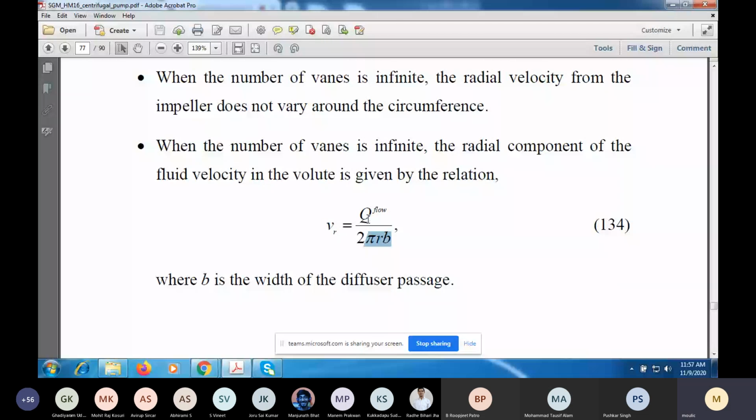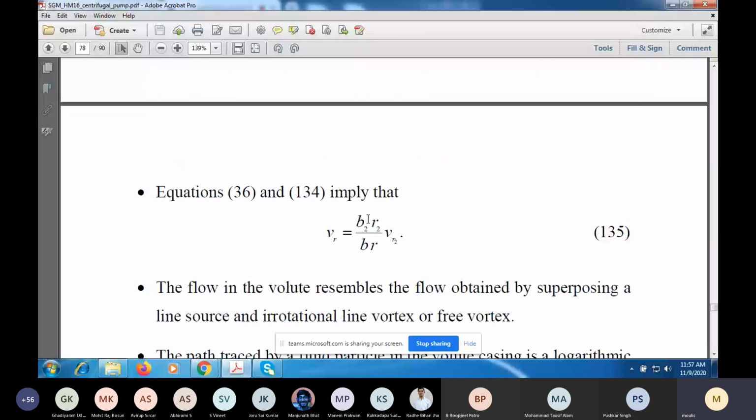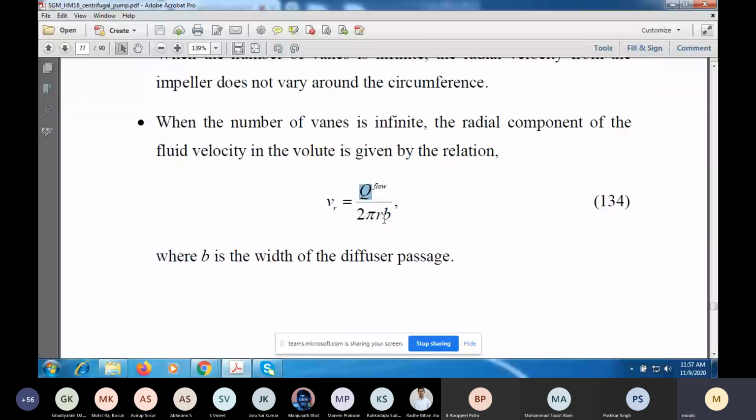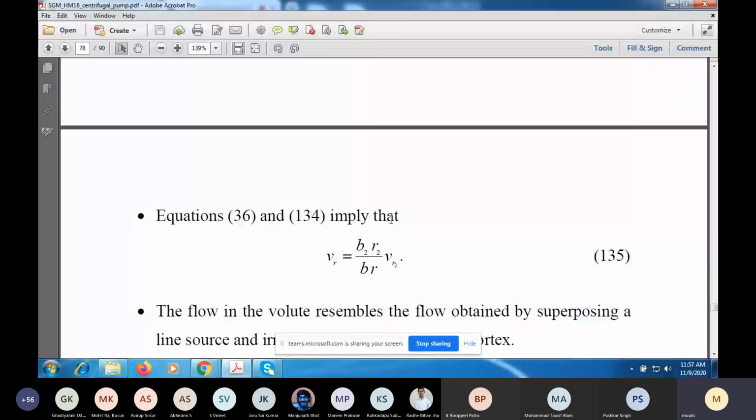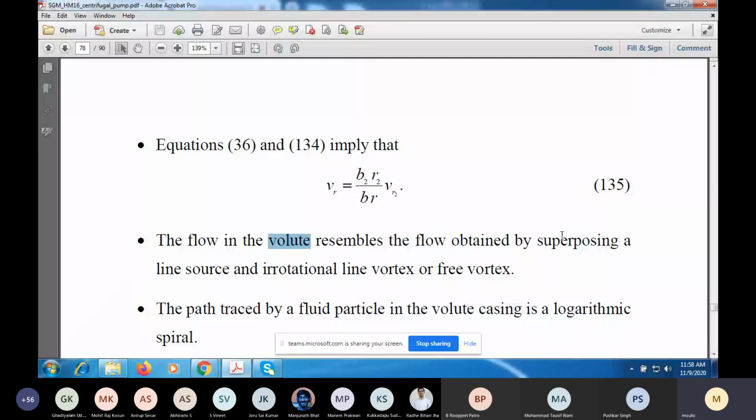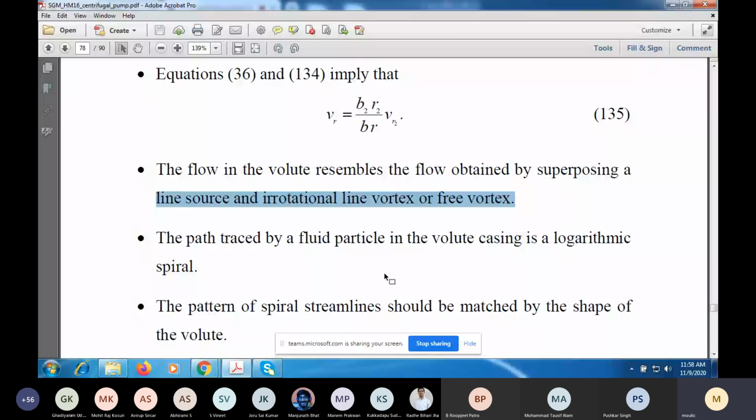And what will be this Q flow? Well, Q flow, you can see, is 2 pi R2 B2 times Vr2. That is the flow rate at the exit of the impeller or the entry to the volute casing. So Vr then is Vr2 times B2 R2 by r. So it is inversely proportional to r. So the flow in the volute resembles a flow that you might obtain by superposing a line source and a line vortex, irrotational line vortex. And if you look at the streamlines and the path lines, you will see that it will be a kind of spiral path, which is a logarithmic spiral. That is not difficult to show.